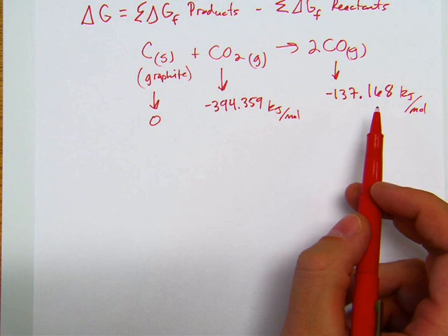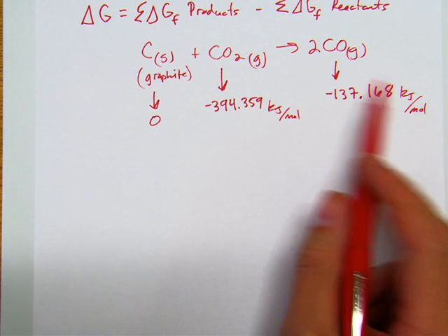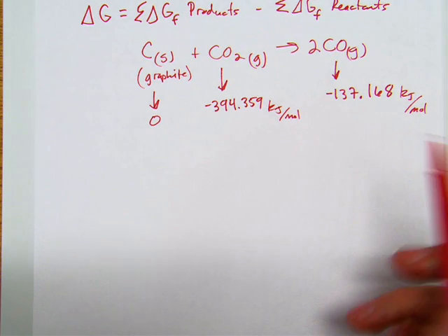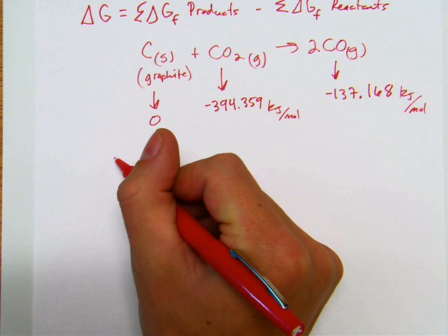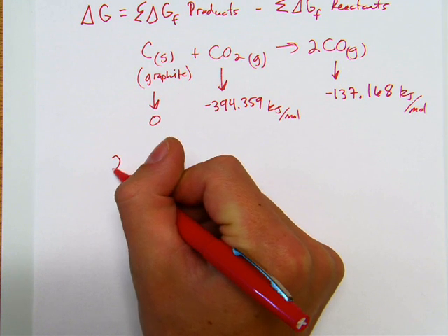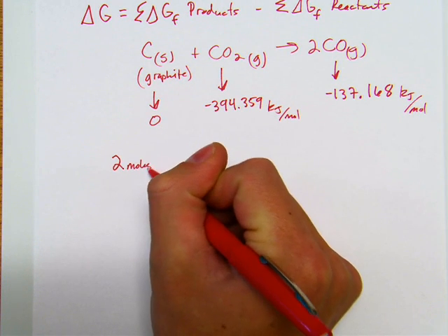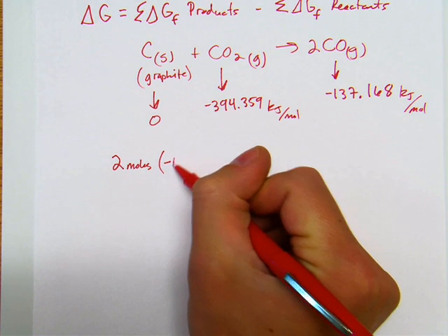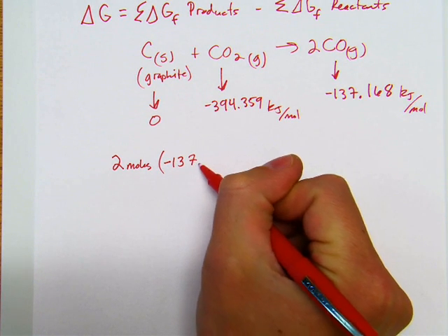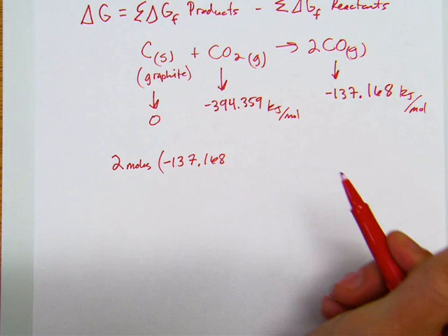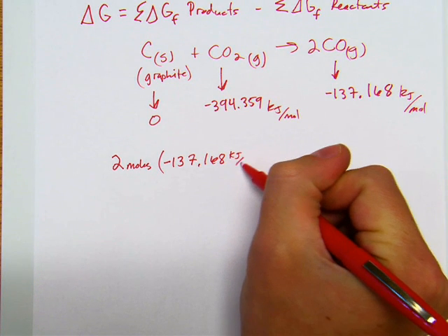Now remember, this is our products. That per mole is extremely important because we've got 2 moles right here. So when I'm going to write out the sum of the products, there's only one of them, but it's 2 moles times negative 137.168 kilojoules per mole.